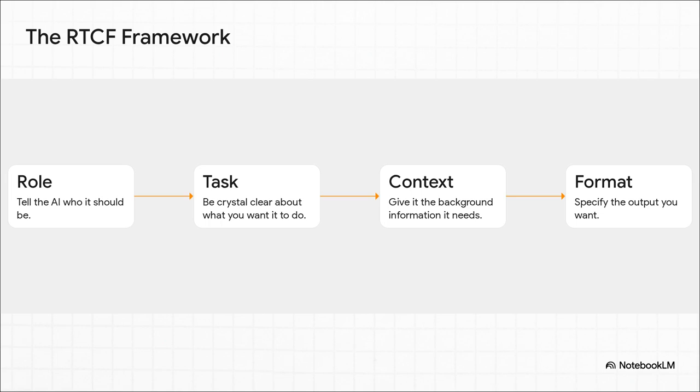Tell the AI who you want it to be: a witty social media manager, a serious financial advisor. Next is T for task. Be crystal clear. What exactly do you want it to do? Then C for context. Give it the background info it needs. Who's your audience? What's the goal? And finally, F for format. How do you want it to look? A bulleted list, a caption with emojis? This little framework turns a generic robot into your own personal, fine-tuned assistant.